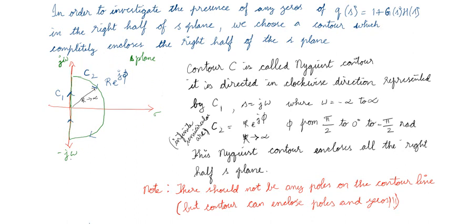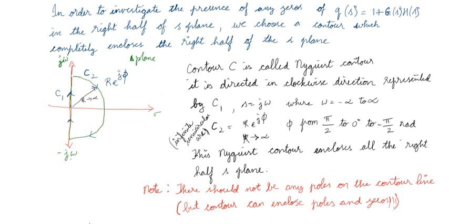Okay. So for this, contour C is called the Nyquist contour. It is directed along the clockwise direction. See, the contour is in what direction? Clockwise direction. How many segments are there? 2 segments. The straight line I give the name C1, and this semicircle I give the name C2.